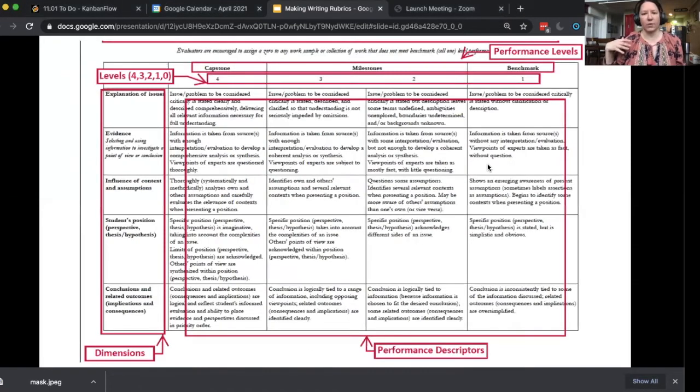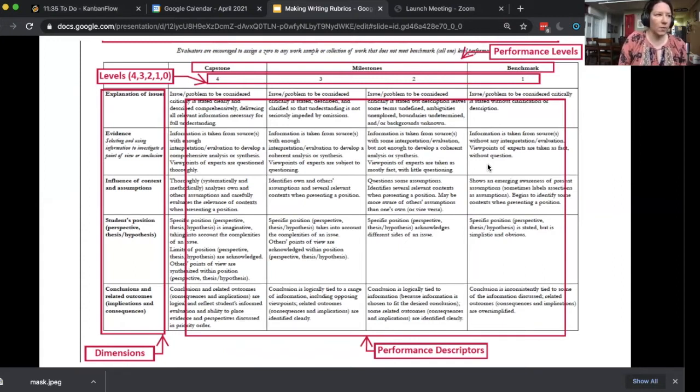An analytical trait rubric, or analytical rubric, is probably what you're more used to seeing, though. This is a breakdown from the AAC&U and one of their rubrics about the different parts of a rubric. A primary trait rubric would only involve one of these dimensions. So if you really wanted to just look at the sources, or just look at how a student was doing a particular thing, you would use basically one row of this, and that would be a primary trait rubric. This is an analytical rubric.